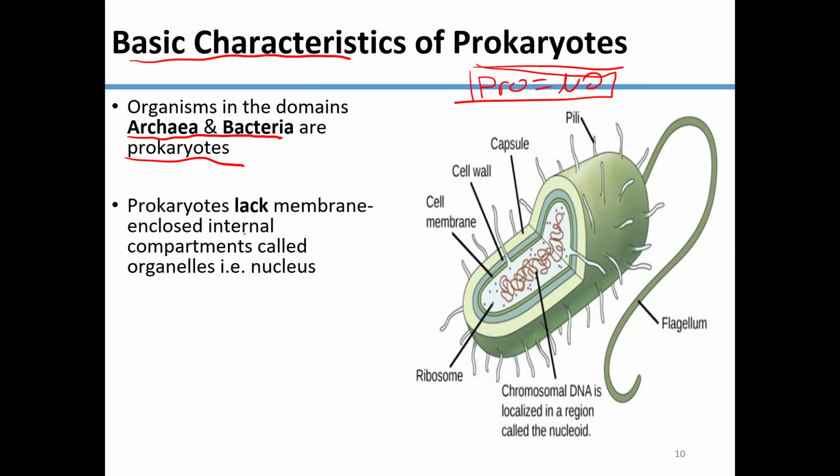So prokaryotes are going to lack membranes enclosing internal components. Again, remember, they are not going to have a nucleus. And you can see this over here. All of that DNA or genetic information is going to be surrounded by or floating in the cytoplasm.